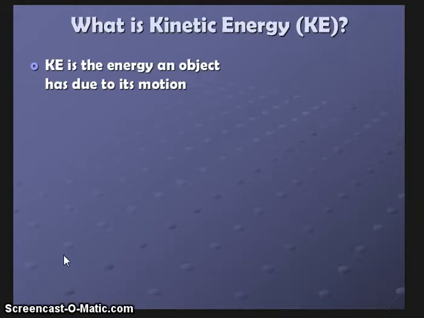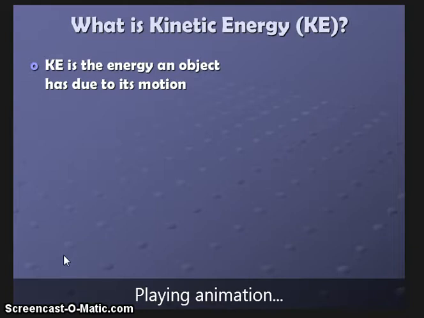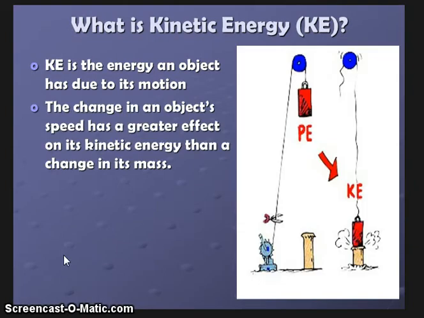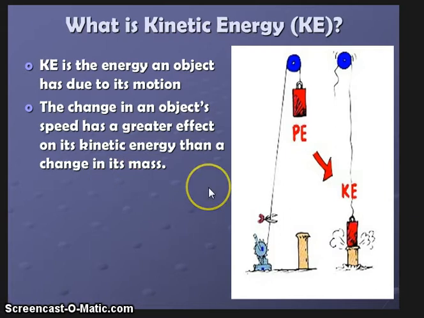Kinetic energy, abbreviated KE, is the energy an object has due to its motion. So when something's moving, it has kinetic energy. When you change an object's speed, it has a greater effect on its kinetic energy. What that means is that the faster something goes, the greater kinetic energy it has. Even if it has a smaller mass than something that's traveling slower, it's going to end up having the greater kinetic energy.